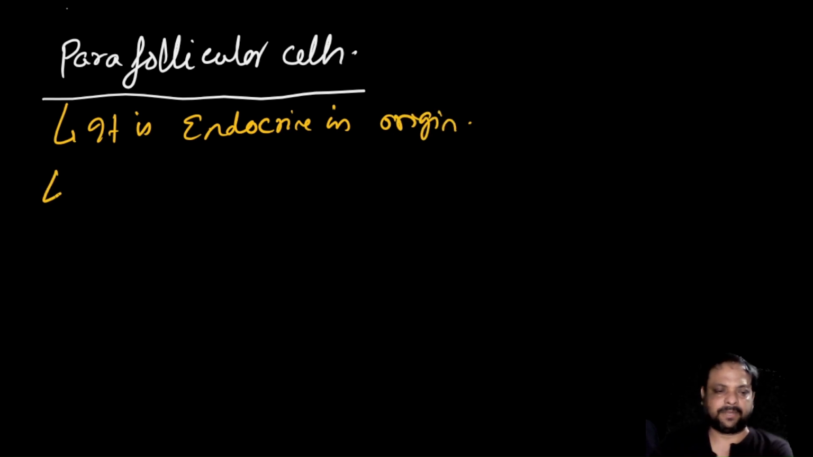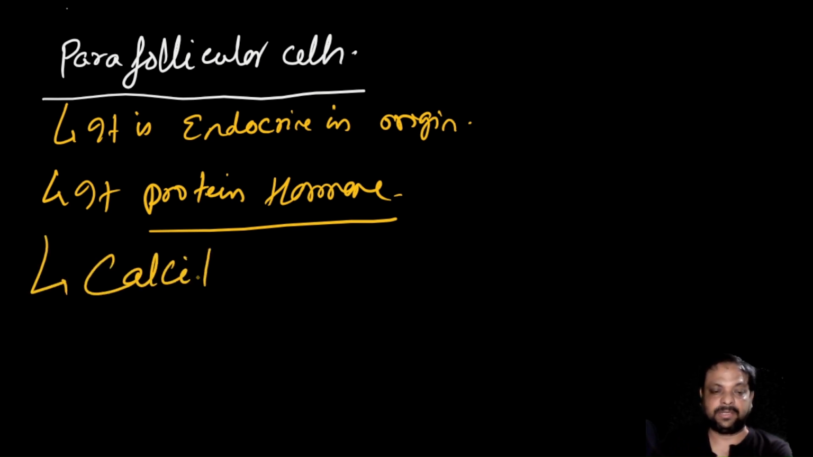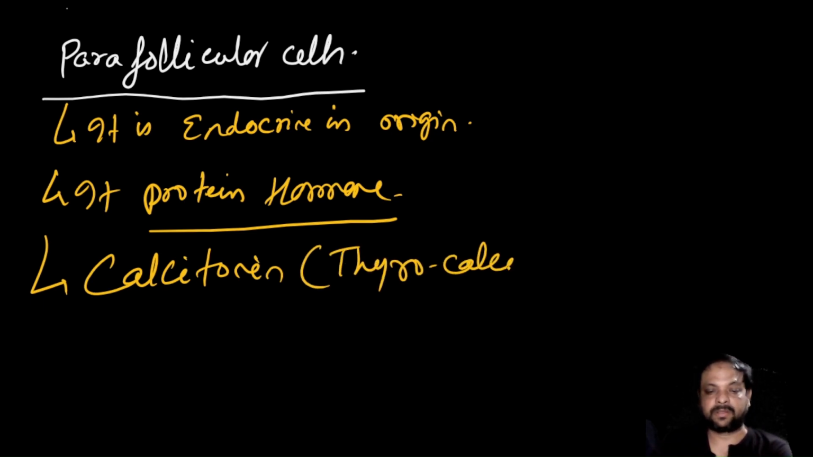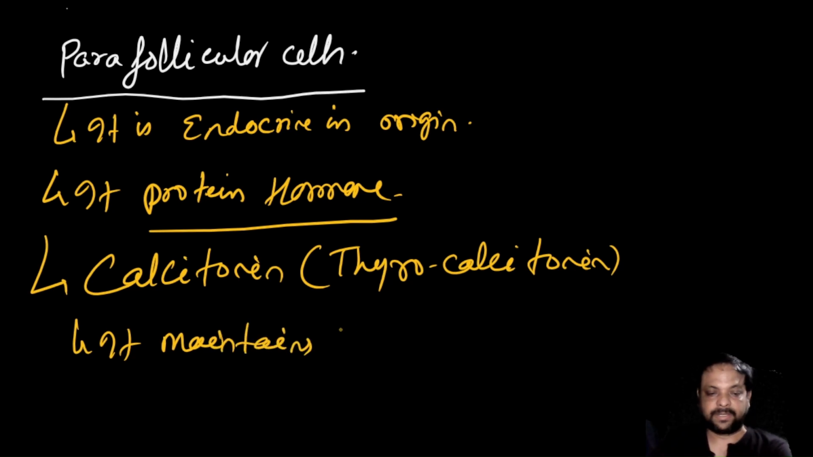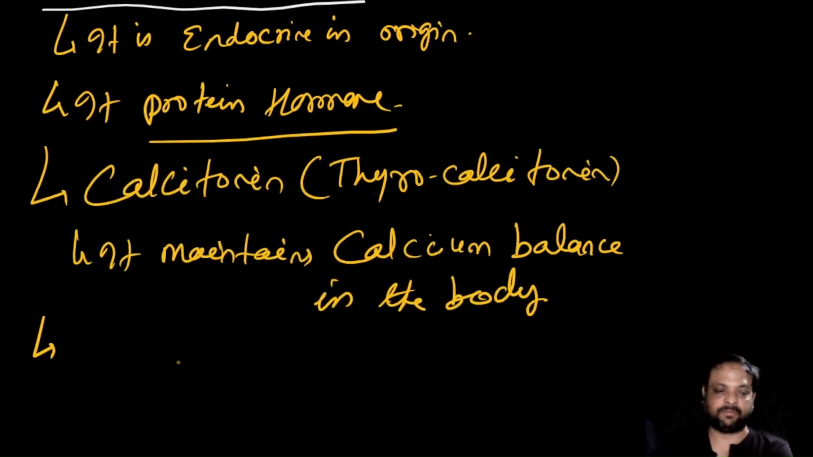Got it? And it produces a protein-based hormone. It produces a protein-based hormone, not iodine-based, and it is called calcitonin. The hormone name is calcitonin. Calcitonin maintains calcium balance in the body. Normally, it maintains calcium balance in the body. It helps in formation and development of bone.